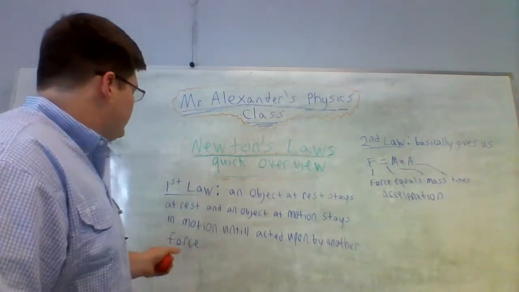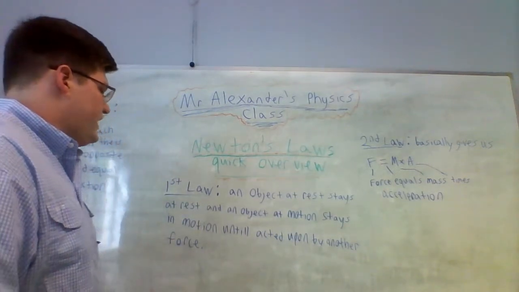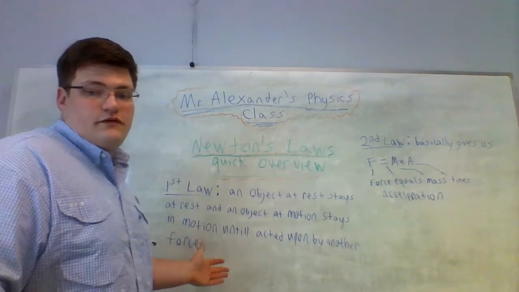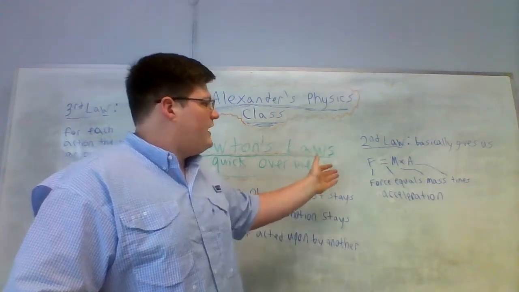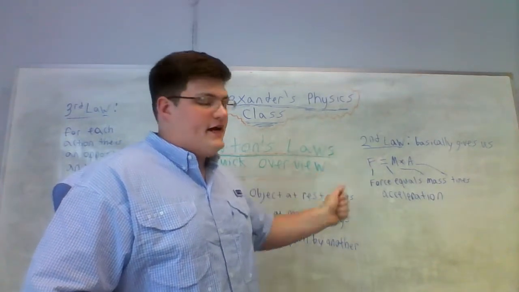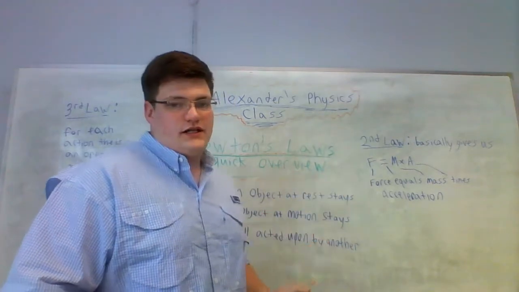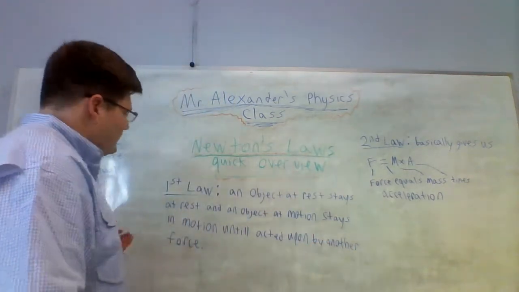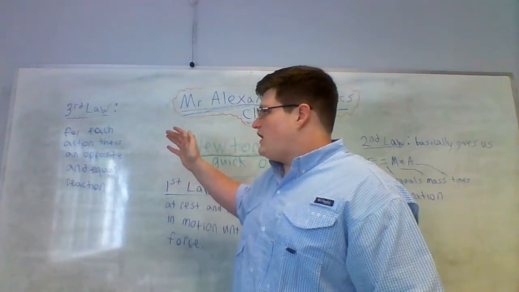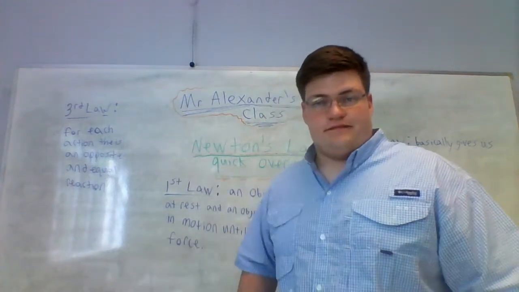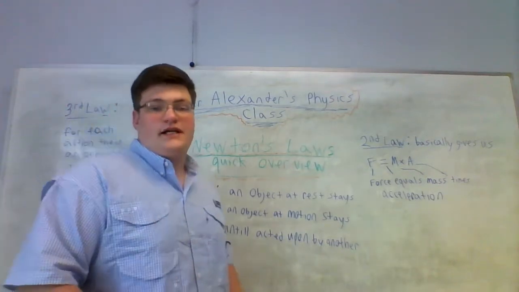All right, so Newton's first law: an object at rest stays at rest, and an object in motion stays in motion until acted upon by another force. His second law basically just gives us the formula F equals m times A. Well, what does that mean? That means force equals mass times acceleration. And then lastly, we have his third law. For each action, there is an opposite and equal reaction. Now, what do each one of these mean, and how do they really apply to each other?